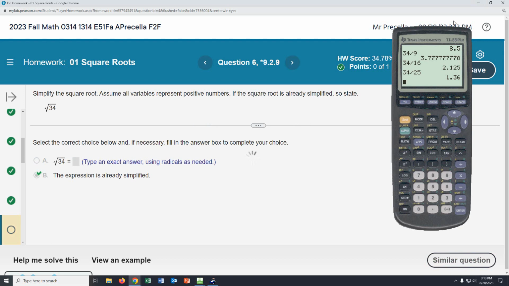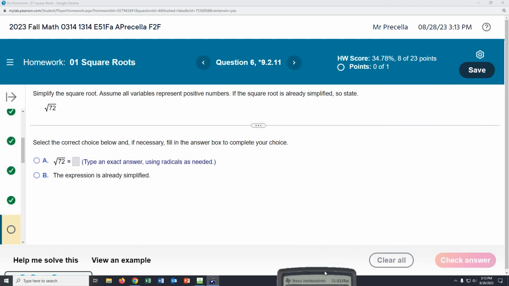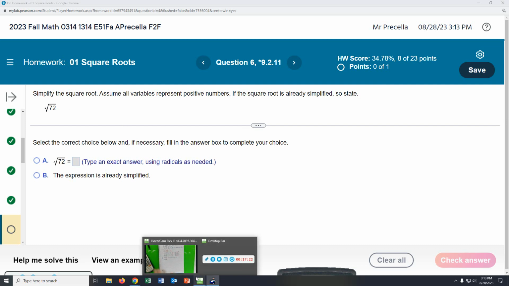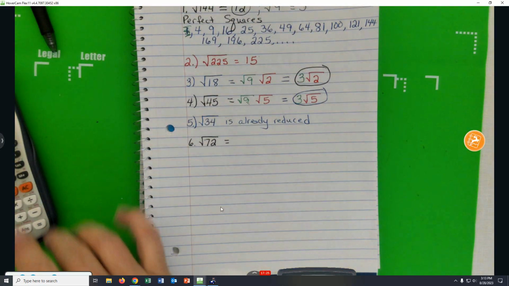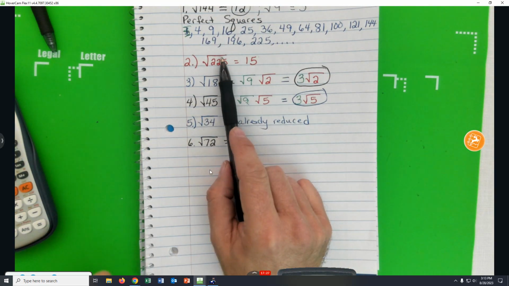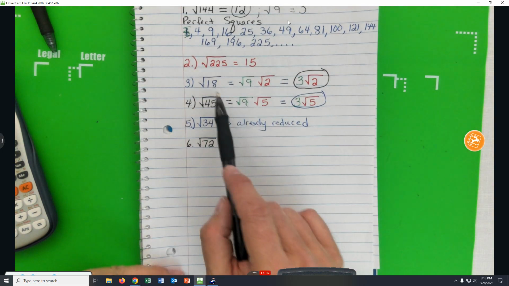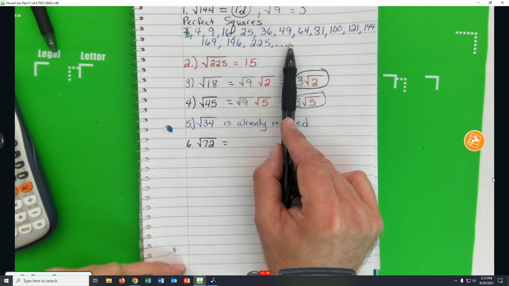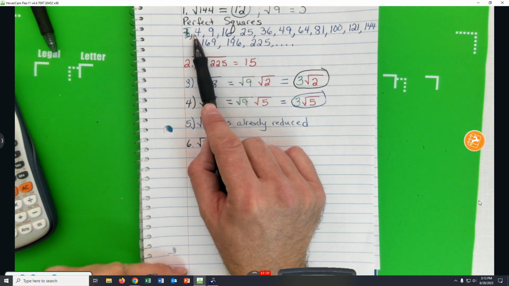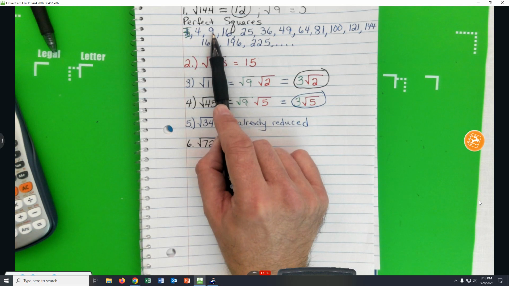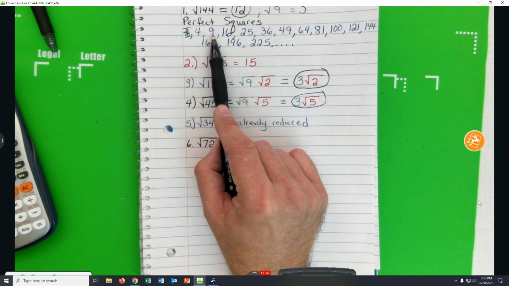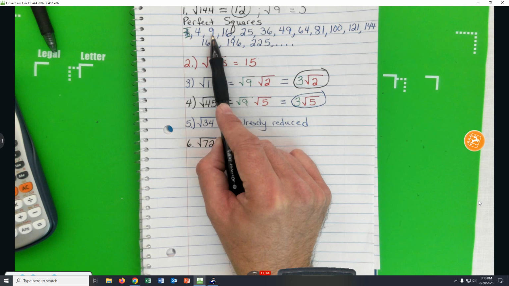What's number 6? Square root of 72. Oh, this is good because there are several numbers, or two of these perfect squares, that divide evenly into 72. First of all, do y'all agree 72 is not a perfect square? It's not up there on our list. What's the biggest number that divides evenly into 72? Like this, 9 times 8. 9 goes in evenly. But is there a bigger one?